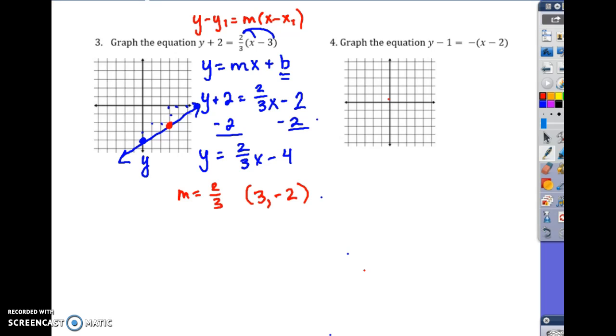If I look at number 4, I'm going to do it just by noticing it's in point-slope form. So I can pull out my slope right here. It's just a negative, so my slope is actually -1. And my point is going to be x minus 2, so my x is 2, and my y is going to be 1. So if I start at (2, 1), and my slope is -1, I'm going to go down 1 and over, down 1 and over, or up 1 and over, and there's my line. Okay, it looks like that.